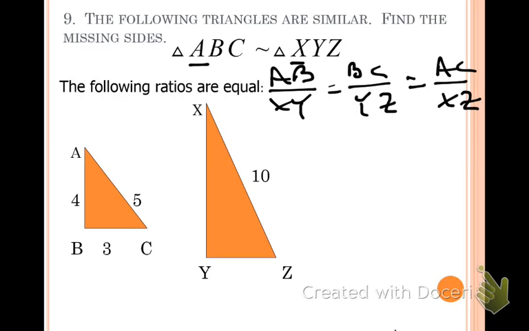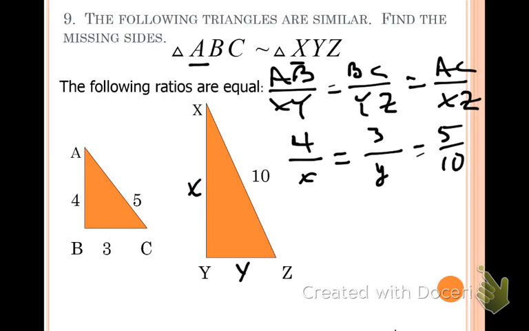We're getting there. So we have our ratios that should be equal. Now just plug in what you know. AB is 4. XY is, well, I don't know, so let it be X. BC is 3. YZ is, well, I don't know. You really ought to let it be another variable, so Y. I saw a lot of you using X twice, and if you can keep them straight, then you're okay, but mathematically speaking, you really ought to use a different variable. But we're figuring this stuff out, so I'm okay right now if you're going to use X for both. And then AC over XZ is 5 to 10.